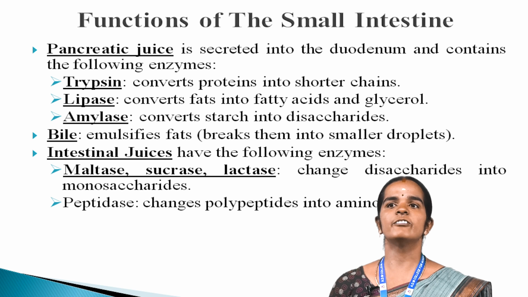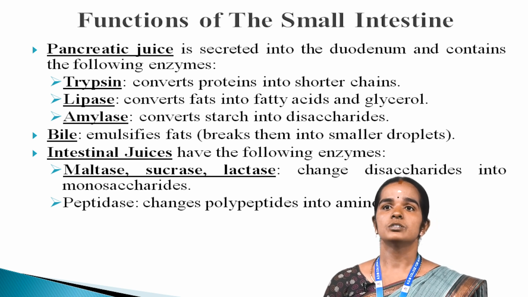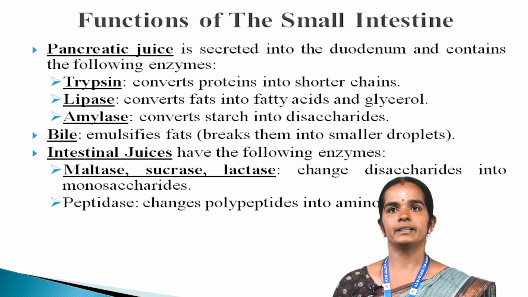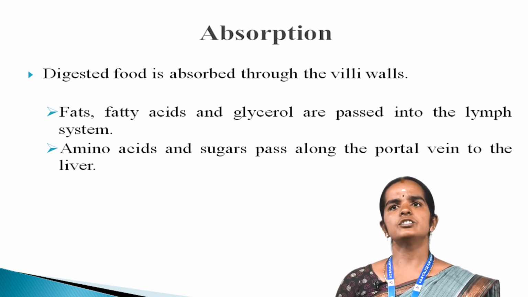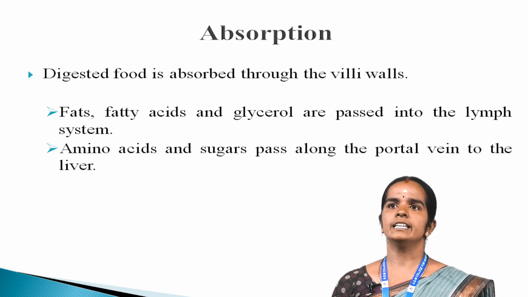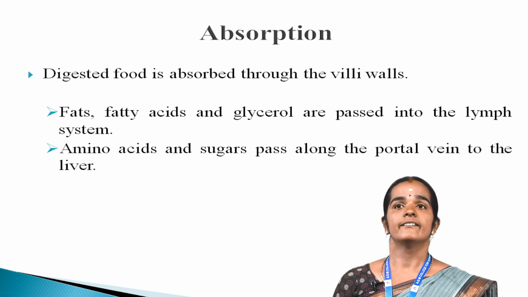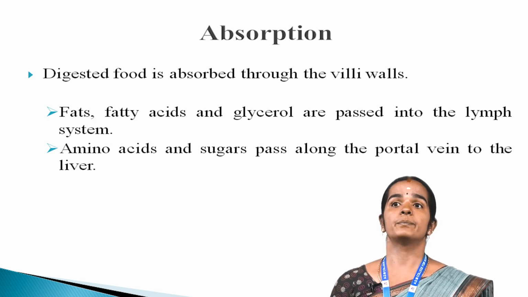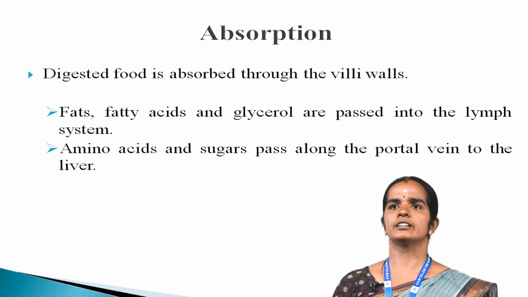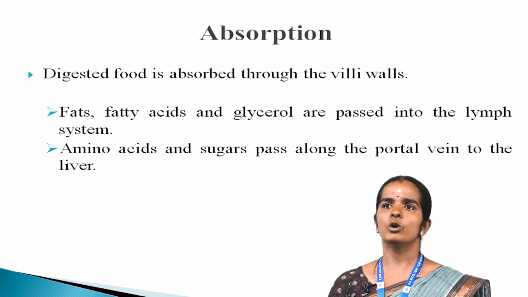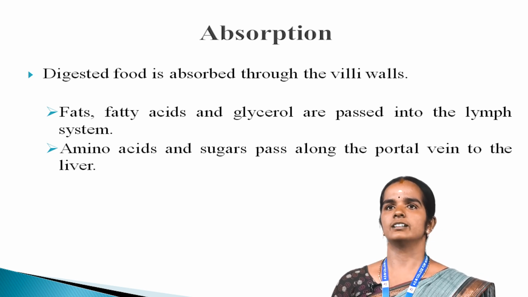Intestinal juice has the following enzymes: maltase, sucrase, lactase, peptidase. This is the absorption process. Digested food is absorbed through the intestinal walls. Fats, fatty acids and glycerol are passed into the lymph system. Amino acids and sugars are passed along the portal vein to the liver.